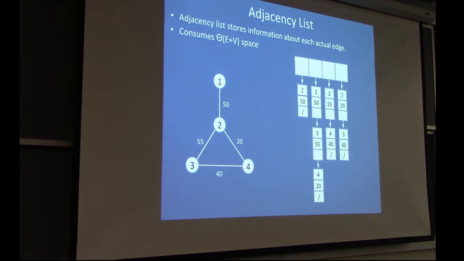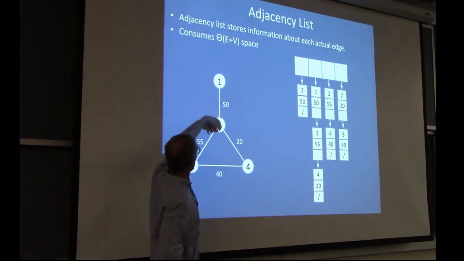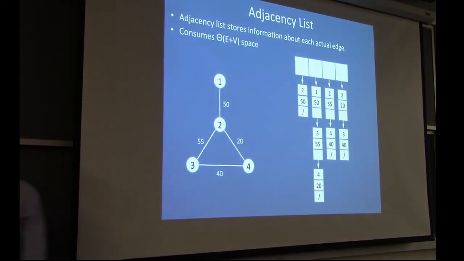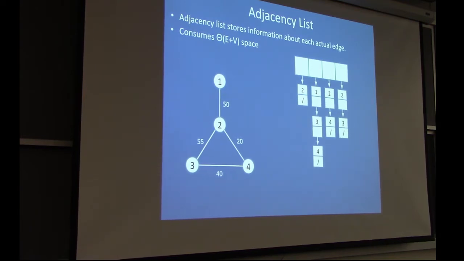That is an undirected graph. And so each edge gets stored twice, because this edge both comes out of 1 and comes out of 2. So it's stored in both places. But still E plus V. And there's the same thing without actually storing the weights.